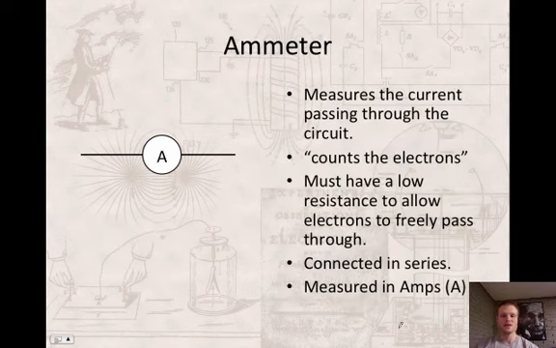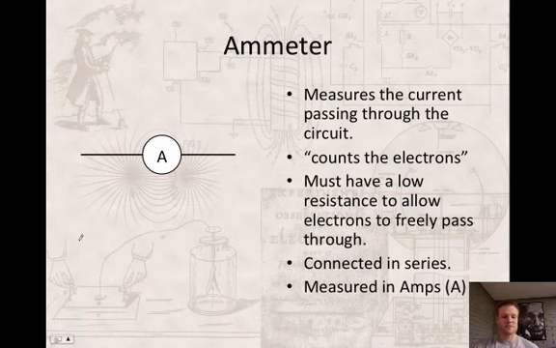An ammeter is basically something that measures current, the current passing through a circuit. If you want, you can think about it as counting the charge going through the wires. Or if we go back to my skier analogy, it'd be like the number of skiers passing a point in a circuit. An ammeter must have a low resistance to allow the electrons to freely flow through the circuit, and it is connected in series.